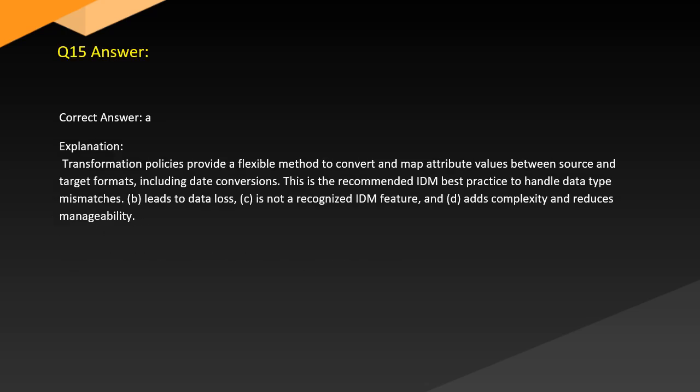Answer. Correct answer: A. Explanation. Transformation policies provide a flexible method to convert and map attribute values between source and target formats, including date conversions. This is the recommended best practice to handle data type mismatches. B leads to data loss. C is not a recognized feature. And D adds complexity and reduces manageability.